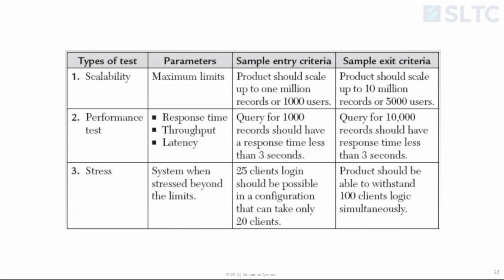so entry is a little higher than your normal running loads, right? And then exit can be the absolute maximum that you need to hit, right? So 10 million records or 5,000 users, something like that. By the way, these numbers you need to test. These are only examples.